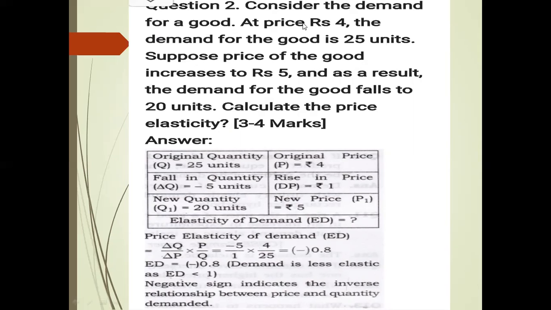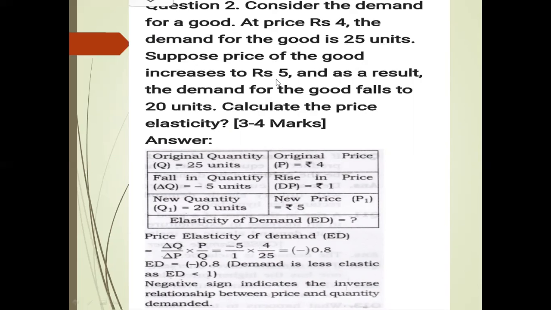The price is given. Initial price was 4. It means your P1 was 4 and Q1 was 25 units. Your original quantity was 25. Okay, now prices change. It means the price changed by 1 unit.